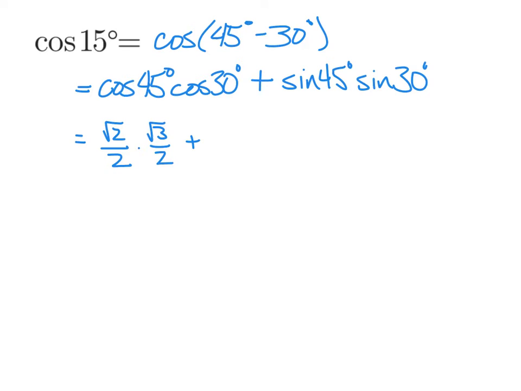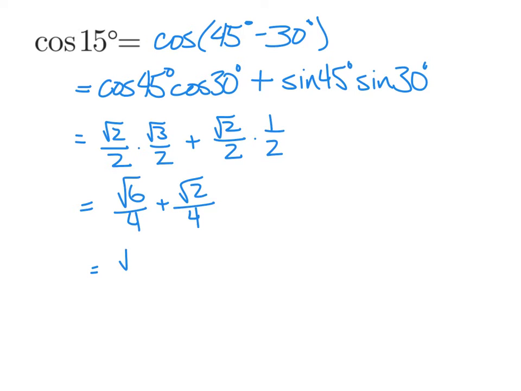Then we go to sines. Sine of 45 degrees is root 2 over 2. And the sine of 30 degrees is 1/2. Once we simplify, we'll have square root of 6 over 4 plus square root of 2 over 4, which of course we can't combine the root 6 and the root 2, but we can write this as one single fraction as just square root 6 plus square root of 2 all over 4.